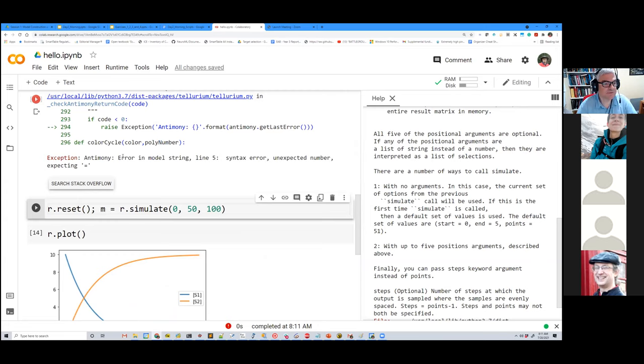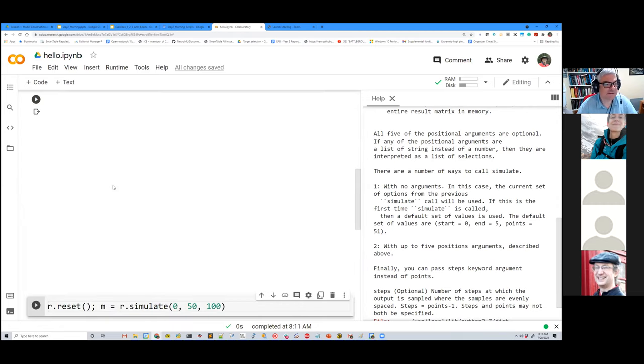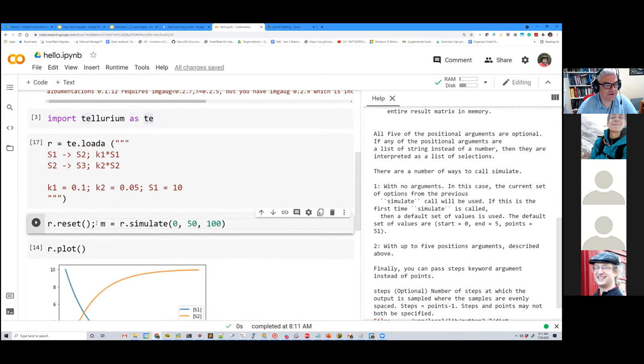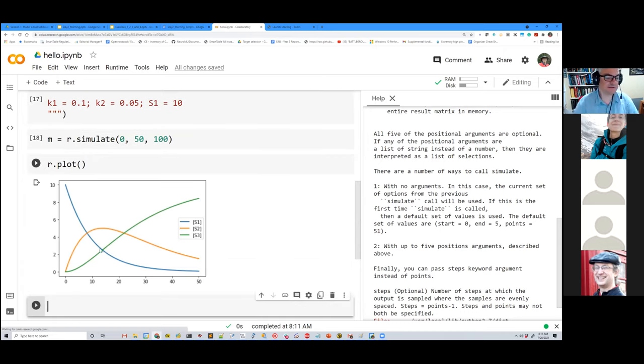I don't need the, what happened there? You need a semicolon after the 0.05. Oopsie. There you go. So you do that. Where did it go? There you went. I don't need the reset anymore. Run that simulation. Run the plot. Now, running the plot, I should get three lines.